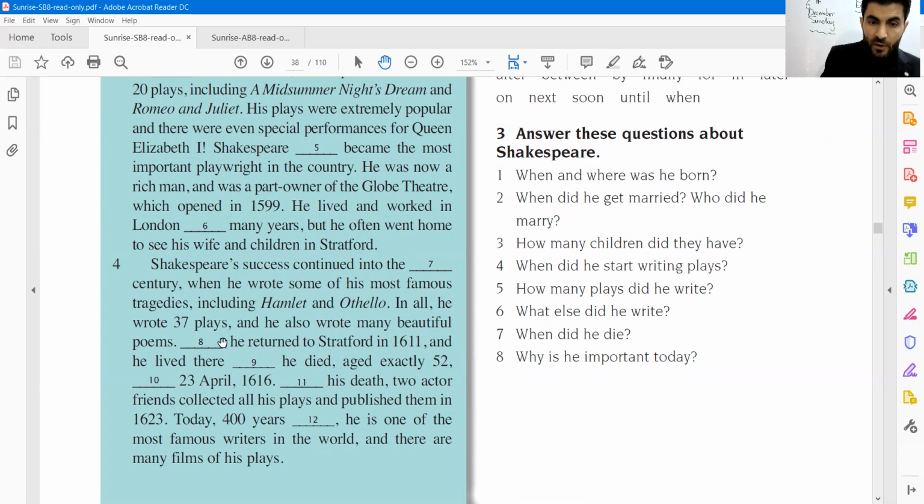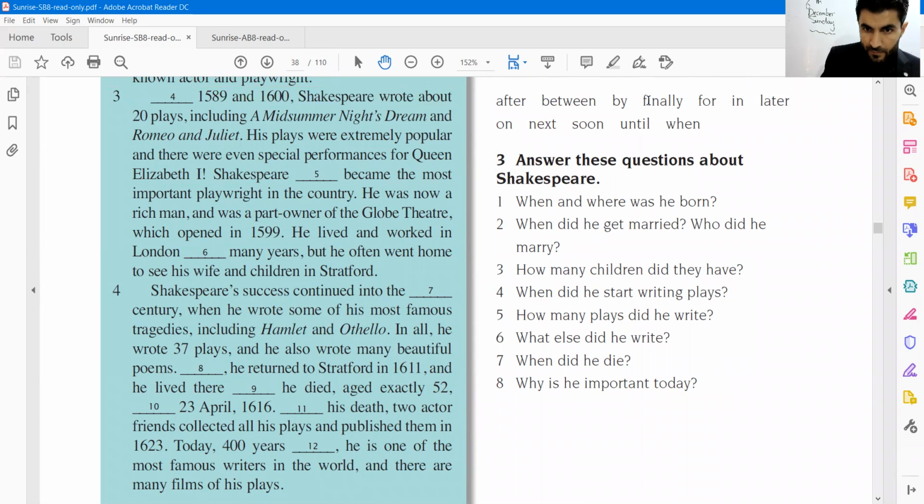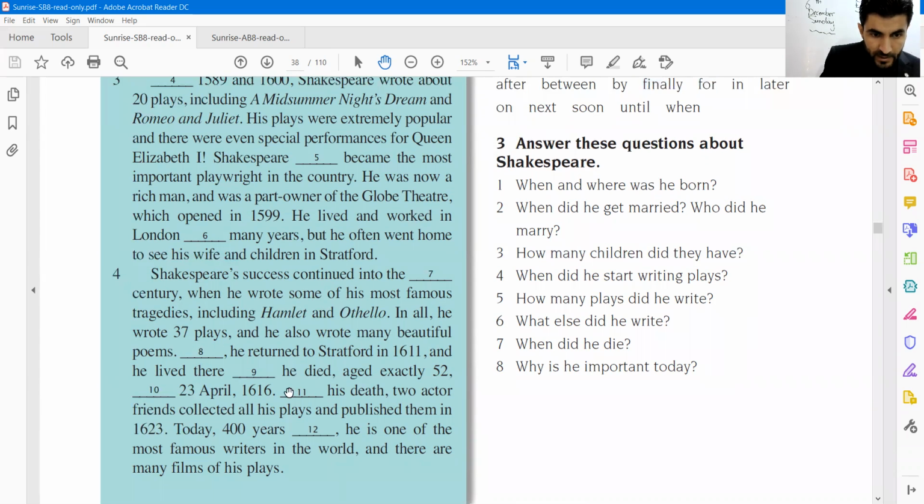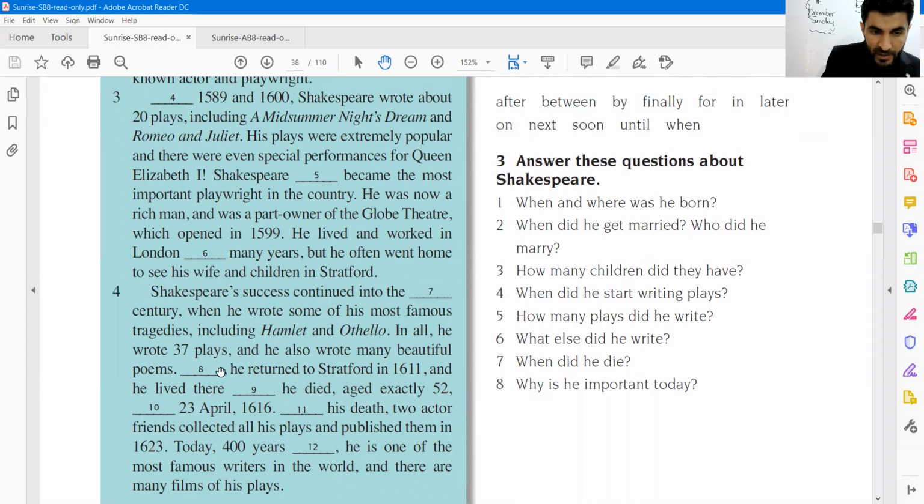Okay, so finally, he returned to Stratford in 1611, and he lived there until he died, aged exactly 59. So on 23rd of April, 1616. So he died on 23rd of April, 1616. So after his death, two actor friends collected all his plays and published them in 1623.